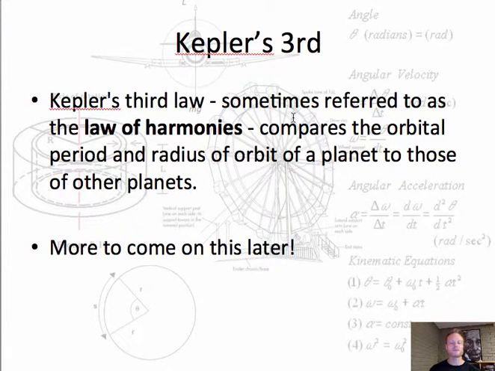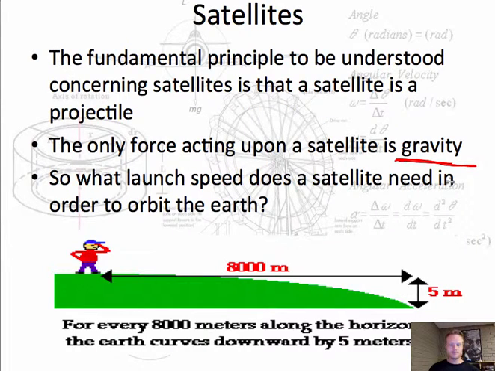So basically Kepler's third law, referred to as the law of harmonies, compares the orbital period and the radius of orbit of a planet to other planets. Okay, so there's some sort of relationship going on between the orbital period of, say, Mercury and the orbital period of Earth. There's a relationship there.